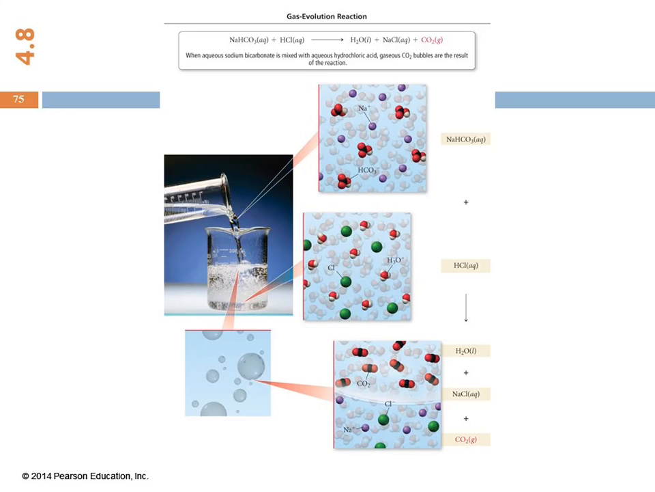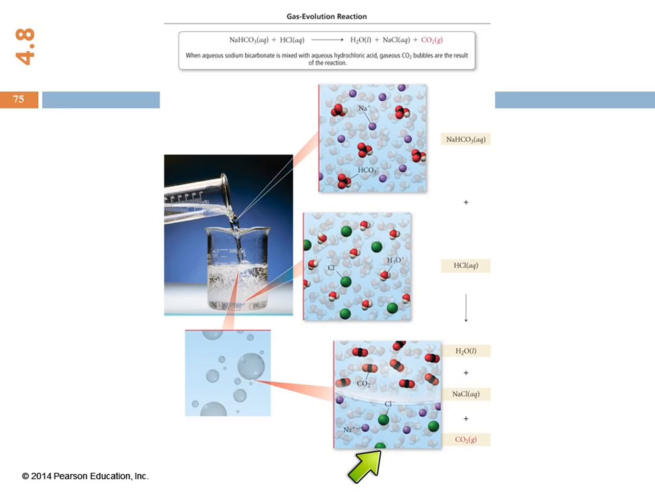So here's an example. You can see it better up here. If we pour, what are we pouring in here? A solution of sodium hydrogen carbonate into hydrochloric acid, we see fizzing occur. What am I looking at here? Okay, these are the reactants. Sorry, just trying to get my bearings here. Here's the sodium hydrogen carbonate and the hydrochloric acid.